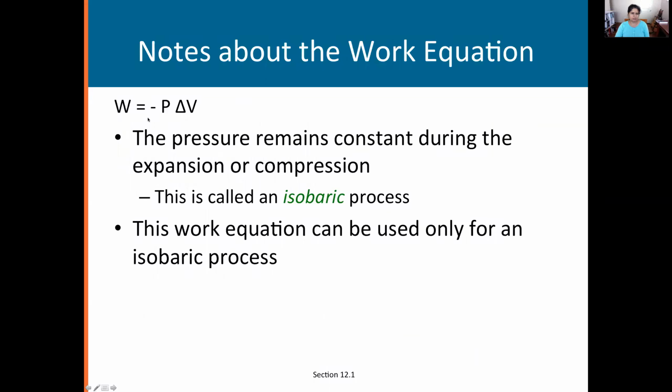So W equals negative P delta V. Okay, this is our work equation, and it assumes that the pressure remains constant. When the pressure remains constant, this is called an isobaric process. So pressure is sometimes measured in units of bars. Iso means the same. That means same pressure, isobaric. So this work equation applies to the isobaric process.